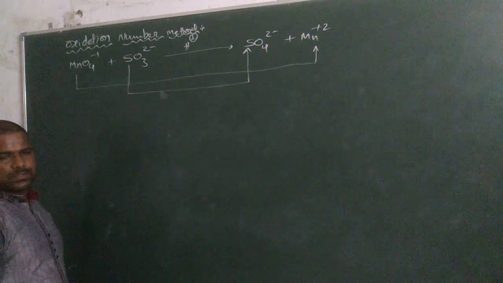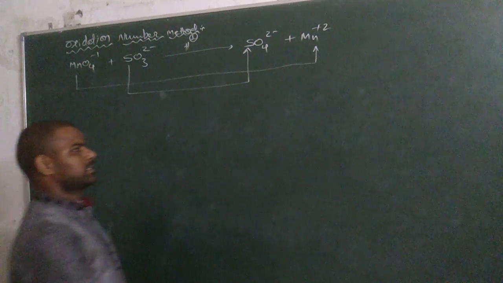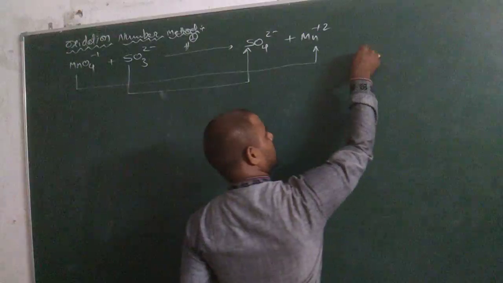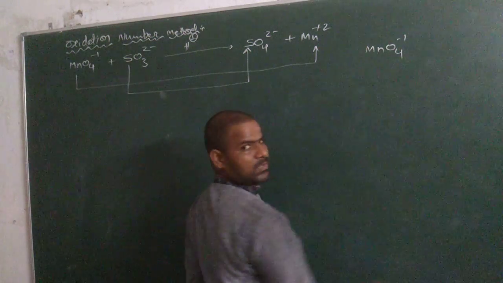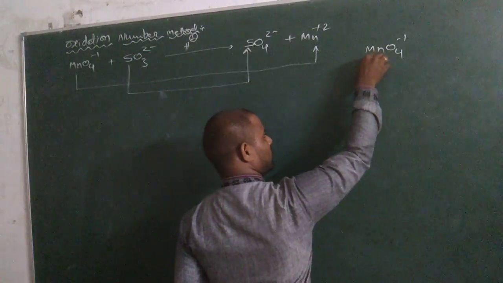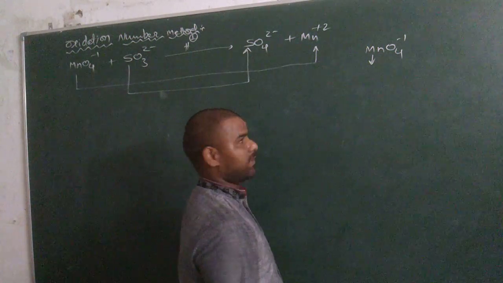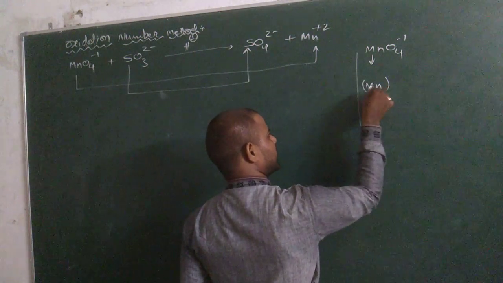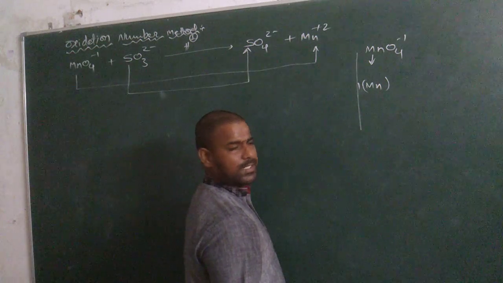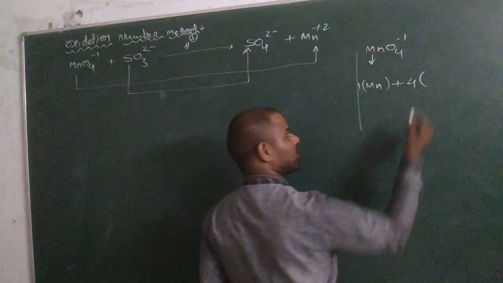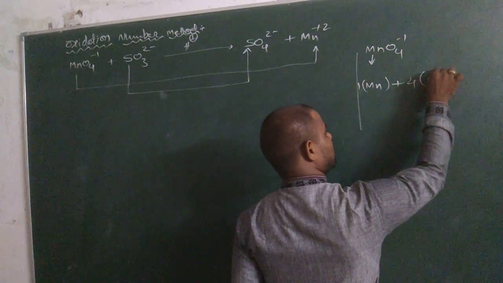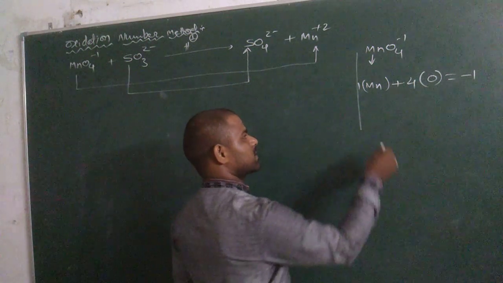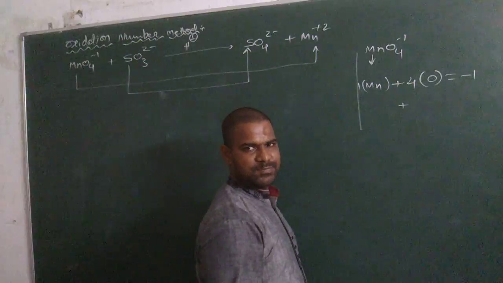To calculate the oxidation states, we have a method: simply converting it into a mathematical equation. We are given the MnO4 minus 1 ion. First we have to calculate the oxidation state of manganese. So we write it in mathematical equation form. One manganese is in the MnO4 minus 1 ion, and along with it there are 4 oxygen atoms. The total charge of the ion is minus 1. We want to calculate the charge of manganese.